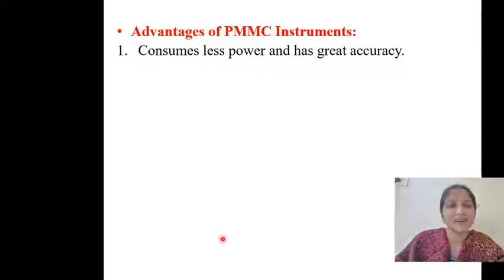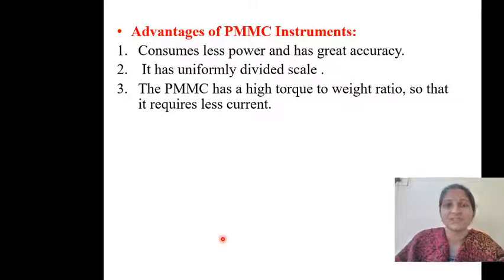How can you say that it consumes less power? This means it has a high torque to weight ratio. So in this point you can see the PMMC has a high torque to weight ratio, so that it requires less current. As it requires less current, there will be less power loss in the instrument. So it consumes less power and has great accuracy also.